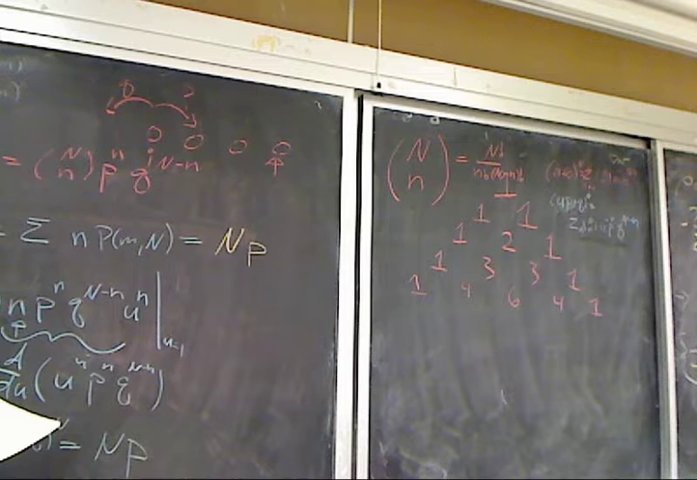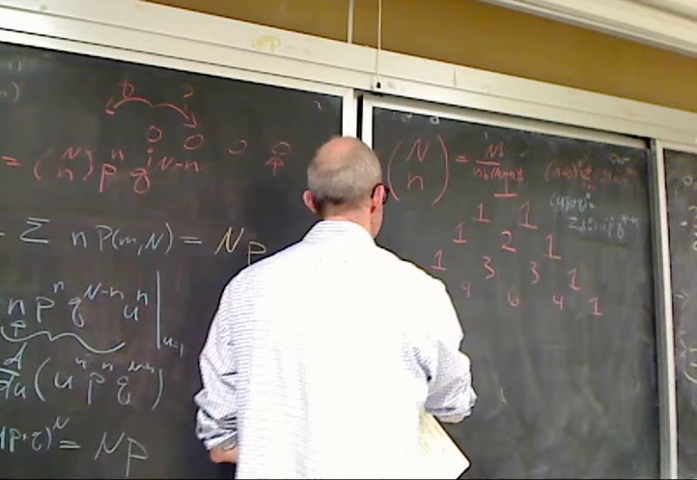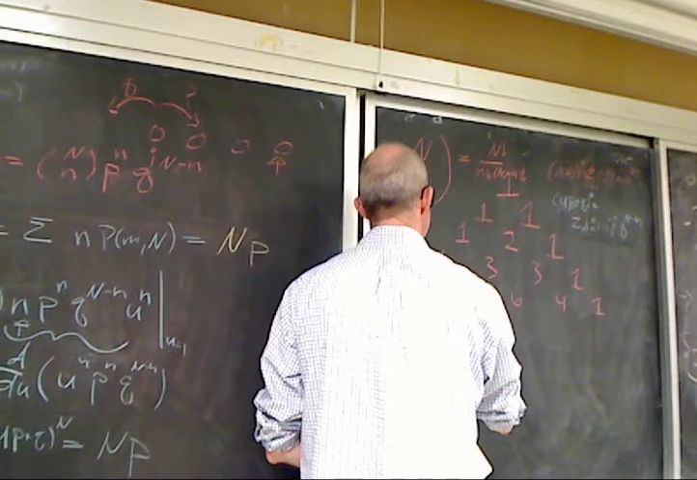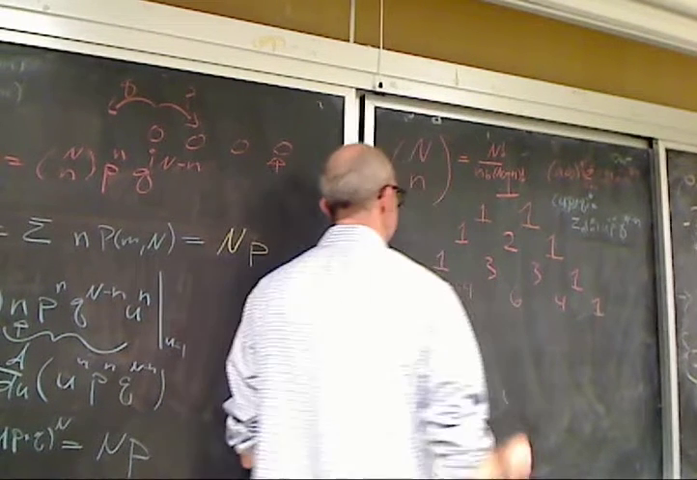Okay, so that's only kind of a useful result. Let's write it over here because we'll come back to it. The expectation value of n is the total number of steps times the probability of going to the right.